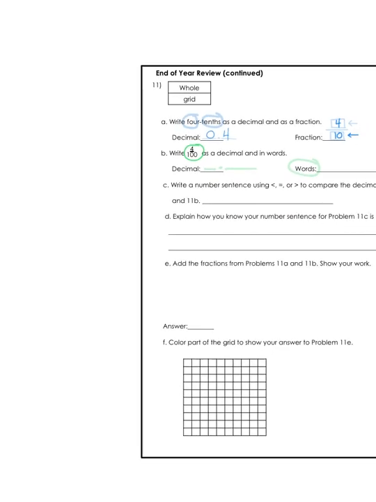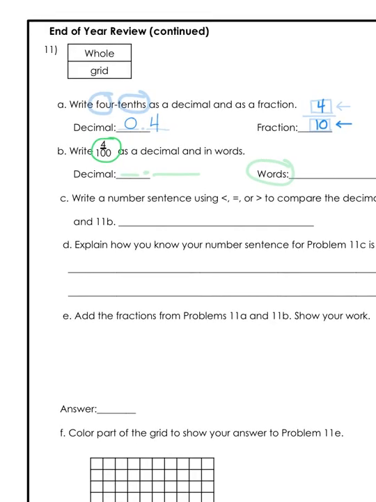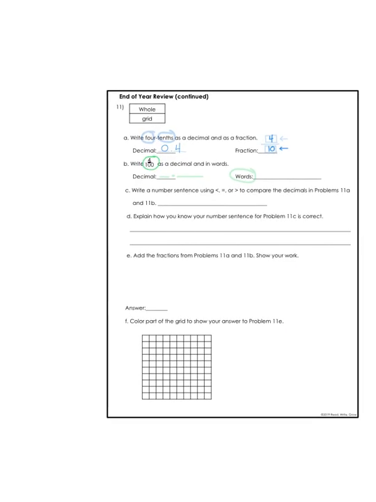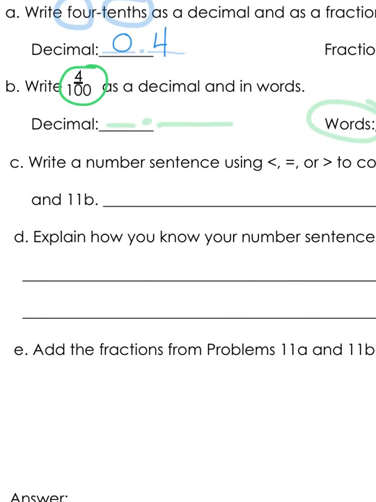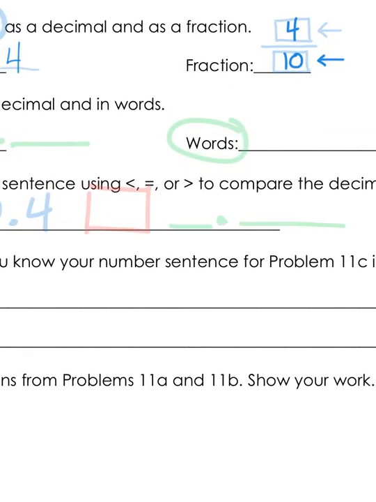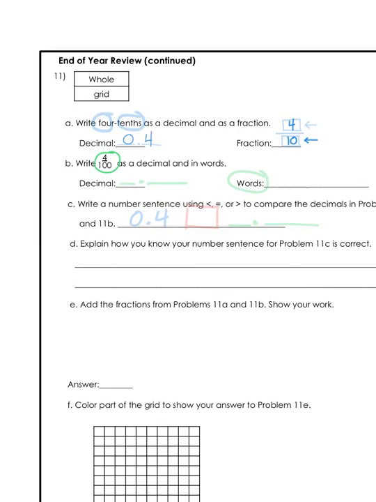That's your hint. Okay? So now what you would have to do is create a number sentence that uses less than, equal, or greater than to compare the two decimal amounts in problems 11A and B. So we know that 11A is 0.4. So the question is, is 0.4 less than, equal to, or greater than the amount from 11B, which you are going to figure out yourself? So what is that amount, and which one is bigger, or are they the same? You then have to explain how you know.